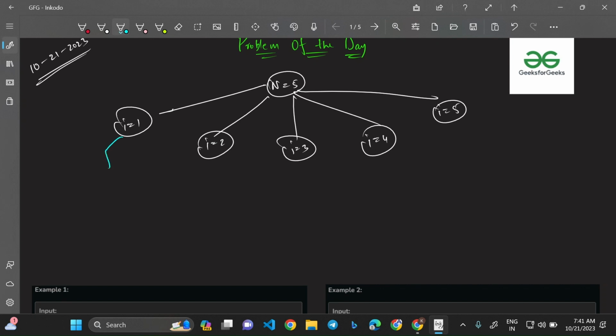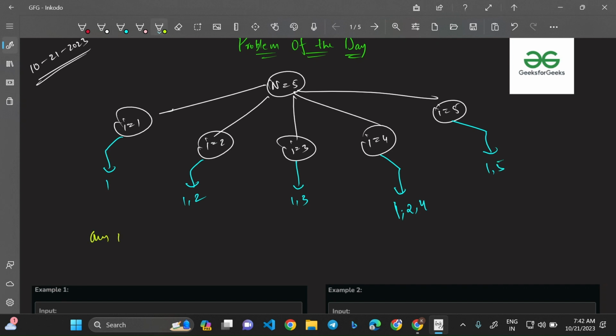So 1 and 2 are the divisors of 2. Coming to 3, what are the divisors of i equal to 3? 1 and 3. Divisors of i equal to 4: 1, 2, 4. And divisors of i equal to 5: just 1 and 5. Alright. So in this case, what's the contribution to the answer?